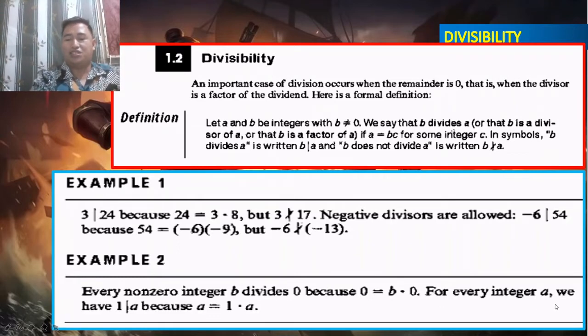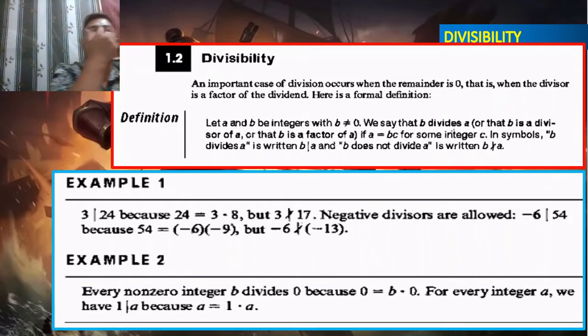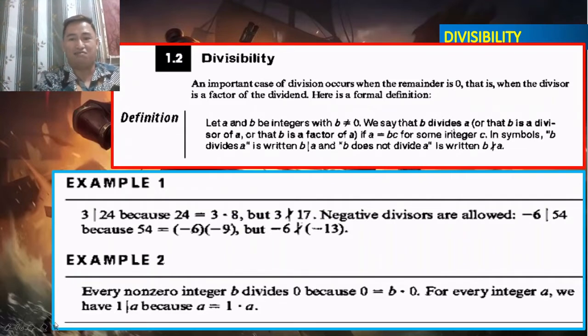Okay. So for every integer a, we have 1 divides a, because a is equal to 1 times a. So 1, class, divides all numbers. So 1 is always a divisor. Another always-divisor is negative 1, because b can be negative here. So those two, 1 and negative 1, are always divisors of all numbers. Okay.